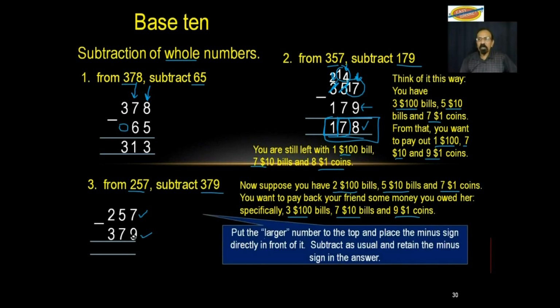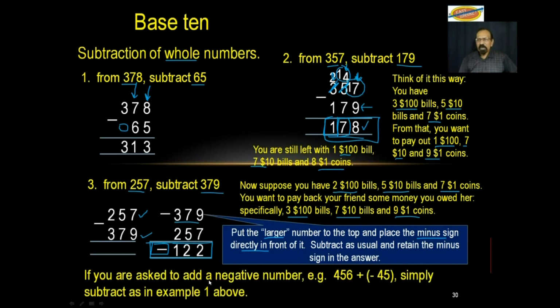So what we will do, we will put the larger number at the top and place the minus sign directly in front of it. Then we will put the other number below it and subtract as usual and keep the minus sign in the answer. So this is the larger number that we owe. Put a minus sign there. This is the one that we have. We subtract like this normally. So we subtract that. We keep the minus sign in front of the answer. So 7 from 9, 2, 5 from 7, 2, and 2 from 3, 1. Now this minus sign here means that you still owe your friend $122.